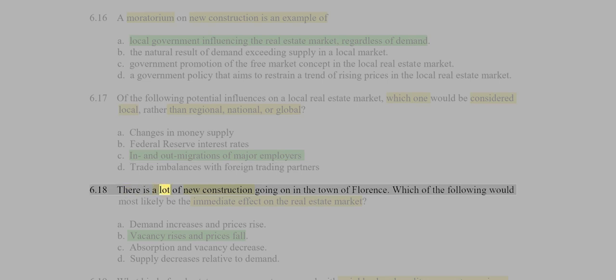6.18 There is a lot of new construction going on in the town of Florence. Which of the following would most likely be the immediate effect on the real estate market? A. Demand increases and prices rise. B. Vacancy rises and prices fall. C. Absorption and vacancy decrease. D. Supply decreases relative to demand.